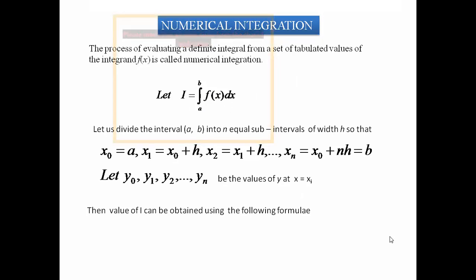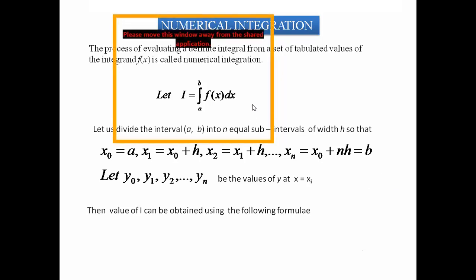When n is equal to 1, we get a formula. It is called trapezoid rule. When n is equal to 2, we get another formula. It is called Simpson's 1/3 rule. When n is equal to 3, we get another formula. It's called Simpson's 3/8 rule. And for the next value, we get Weddle's rule. So these four formulae, first let us discuss. You only have to remember these formulae.